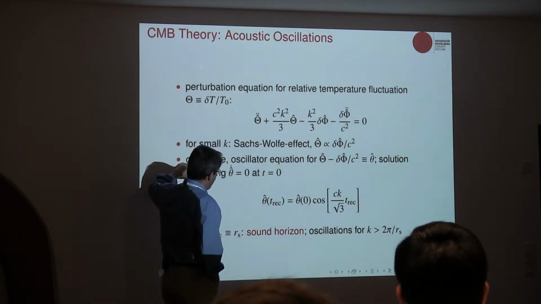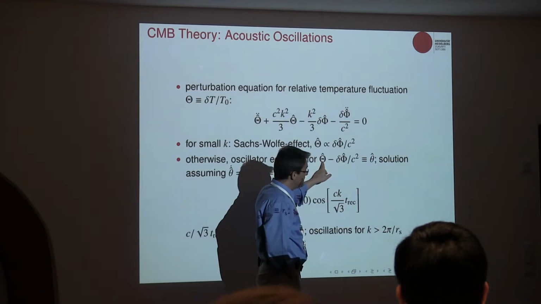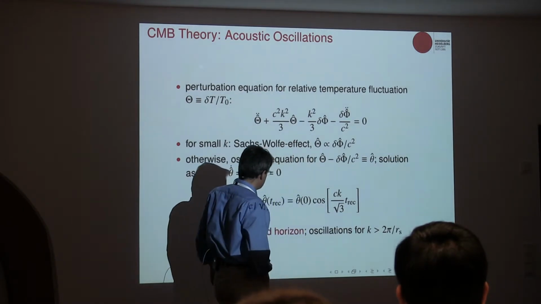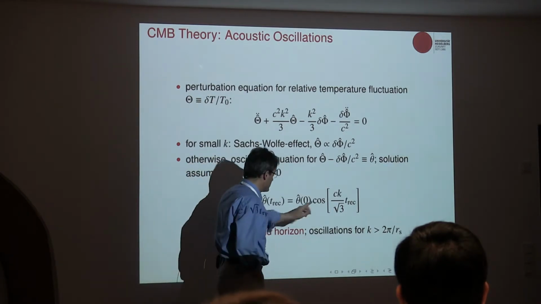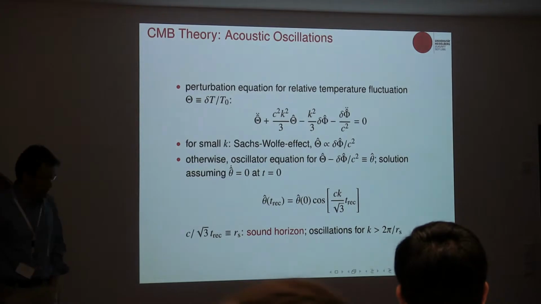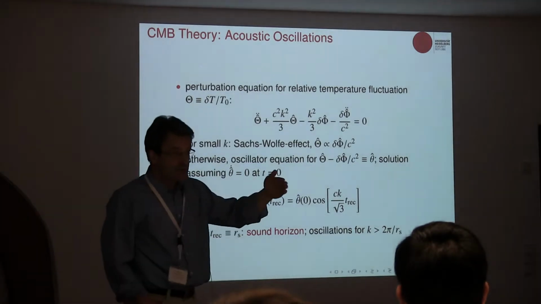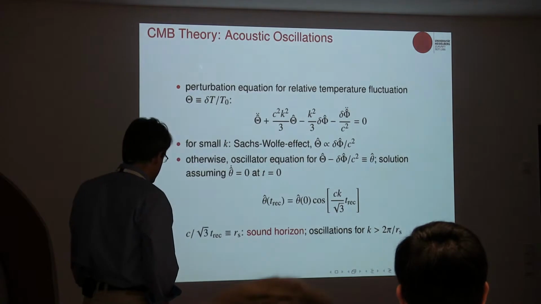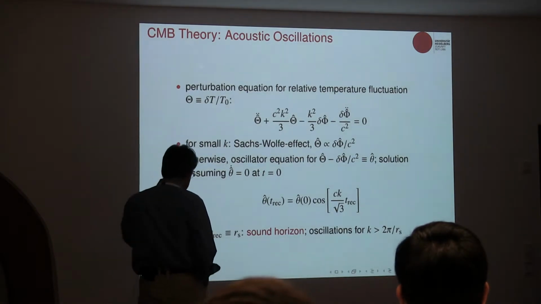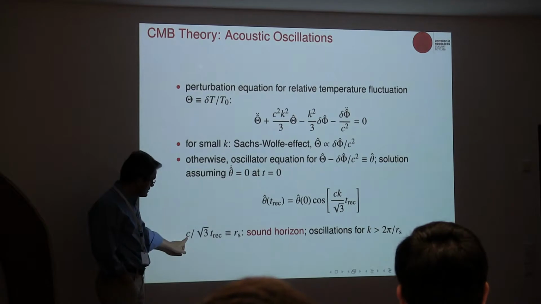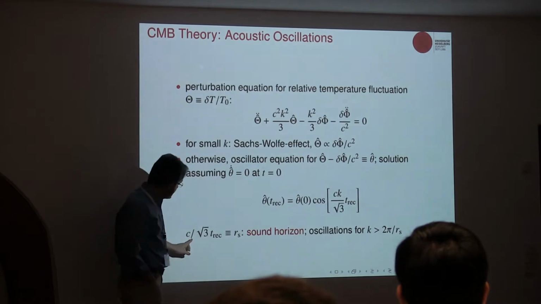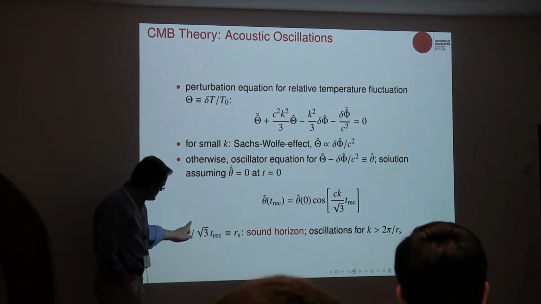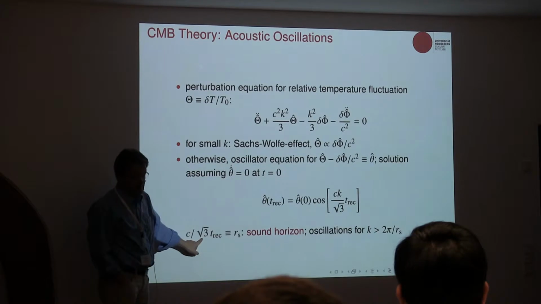Now, you can combine the temperature and the potential fluctuations, and then find an oscillator equation for this combined quantity and solve it. And these are the acoustic oscillations that we expect to see in the cosmic microwave background, where this quantity here, the speed of light, I have to explain the factor of 3 down there a bit. So the speed of light divided by the square root of 3 is the sound speed at that time.